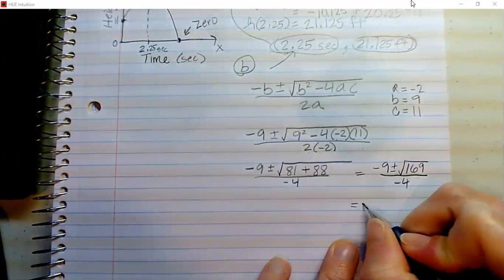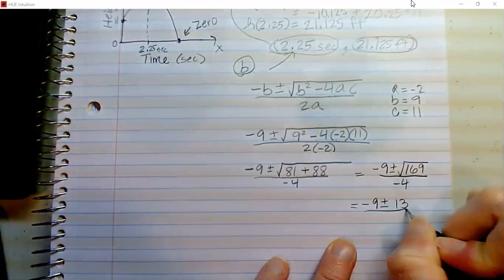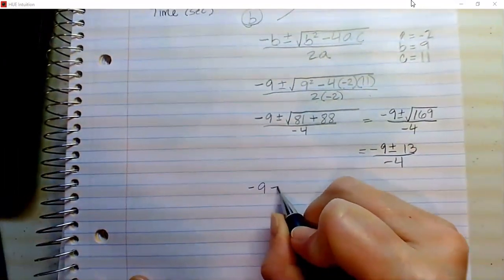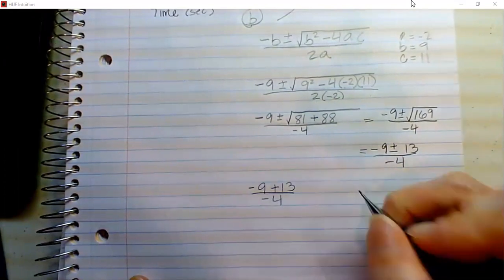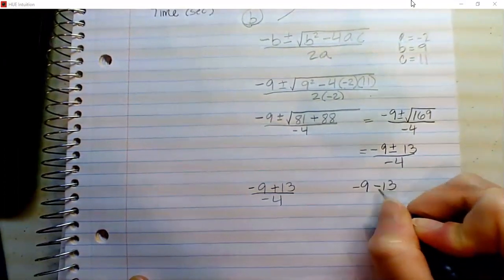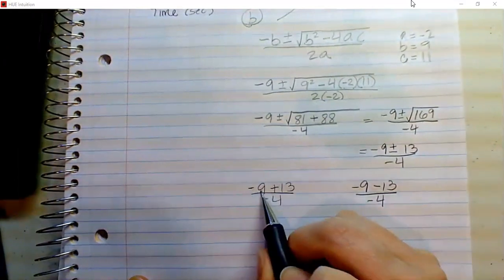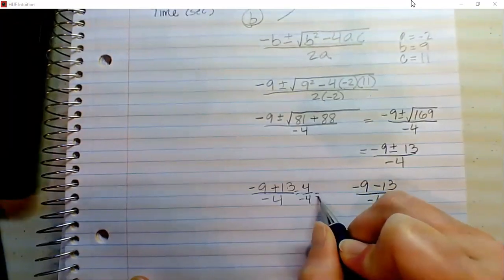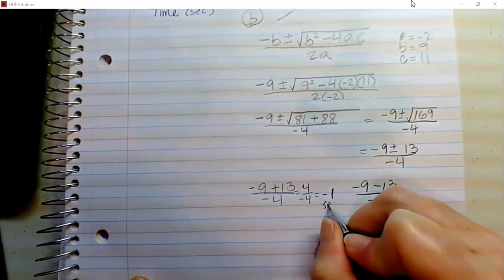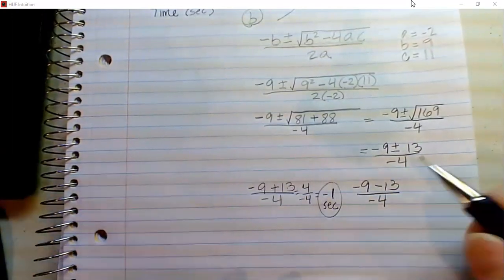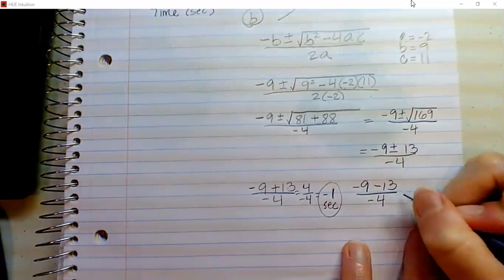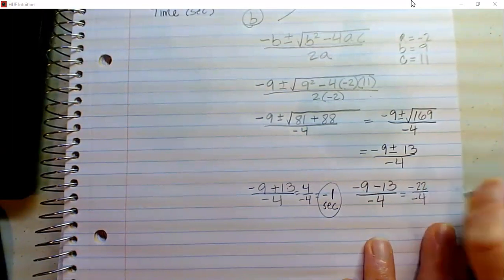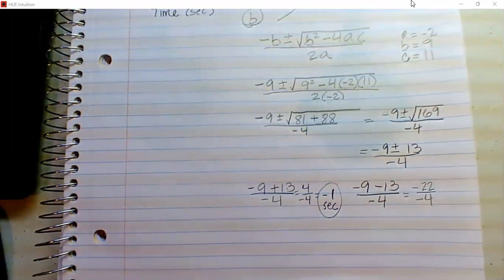So that's going to give me -9 plus or minus 13 divided by -4. I'm going to split this into 2 answers. I'm going to have -9 plus 13 divided by -4, and -9 minus 13 divided by -4. -9 plus 13 is 4. So 4 divided by -4 would give me a time of -1 second. We'll come back and talk about that one. -9 minus 13 is going to give me -22, and then divided by -4.